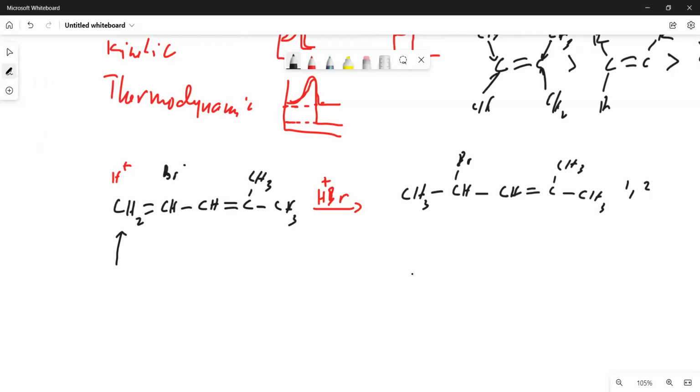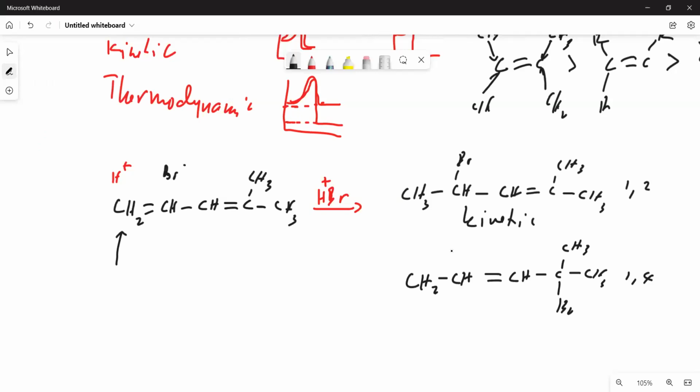The 1,4 will be CH3, CH, double bond, and then you have your Br here. That's your 1,4. Okay, now, which one is the kinetic control? Of course, the 1,2. Right away is the kinetic, because of proximity effect. Now, which one is the thermodynamic product?